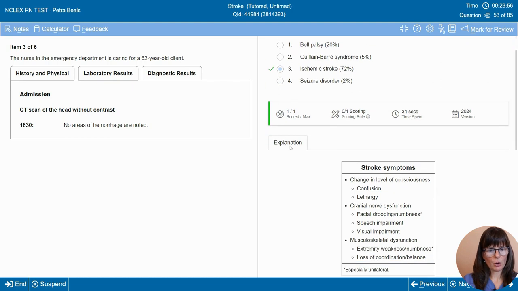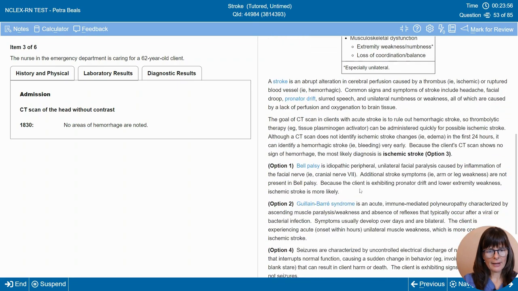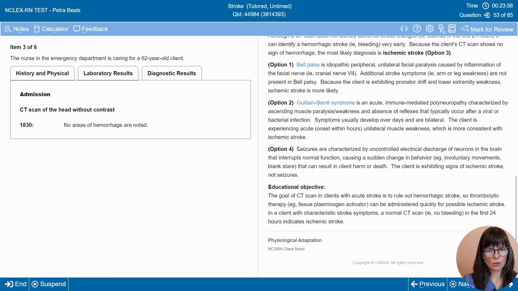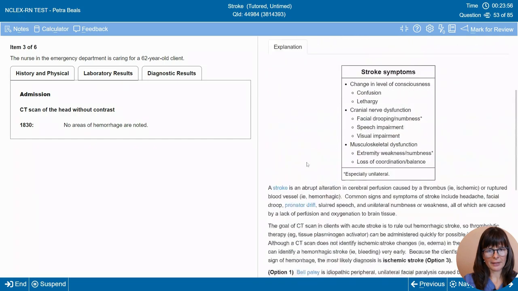Now remember, you always get an explanation as to why the correct answer is right, and it goes into a little bit of a review here. And then you always get an explanation of the other options, what they are and why they apply or don't apply in this case to this particular question. Now on the bottom here, we also have what category in the NCSBN's client needs this falls under, and in this case, it is physiological adaptation.